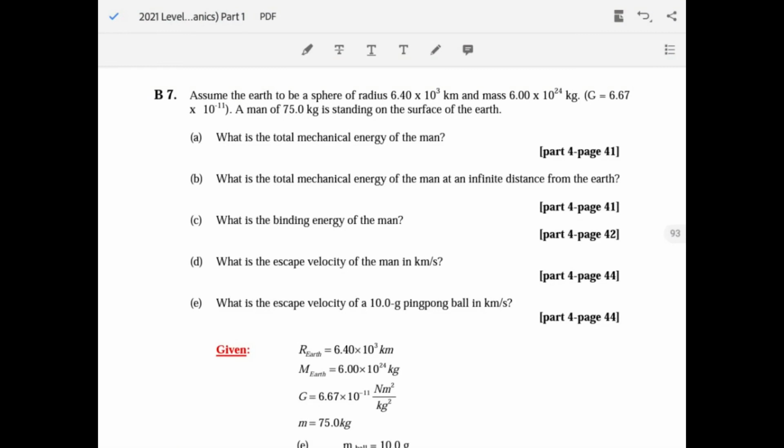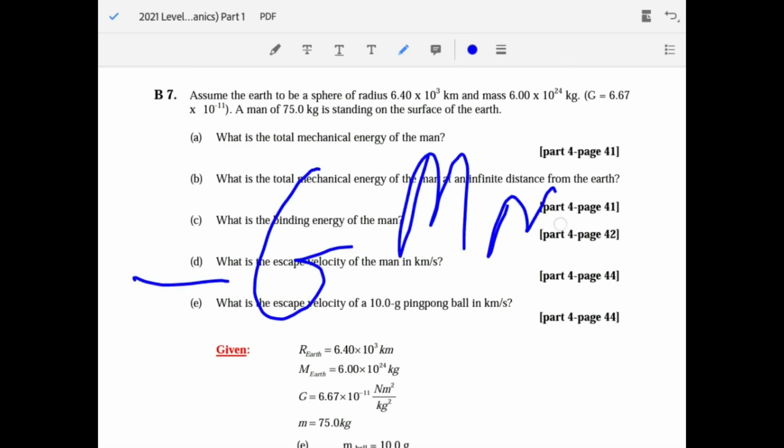B7. Assume the earth and you have a man standing on it. He's not moving, he's just standing. Total mechanical energy is just the potential energy. Now, what's the potential energy of the man? Normally, if you took your U point to be somewhere near you, like let's say 2 meters below you, then you just do mgh, but this is a separate formula because you're using it relative to the earth. So the relative formula is minus G M m over r.